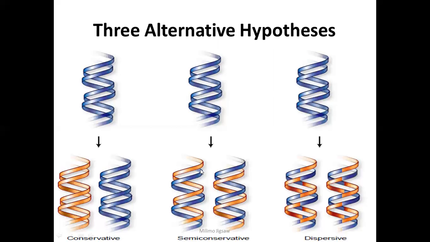So remember, we have two DNA molecules, this molecule and this one. Each new daughter DNA molecule would consist of one old strand, the blue one, and one new strand. So one old strand and one new strand. So this is semi-conservative. And then we have the dispersive model of replication.